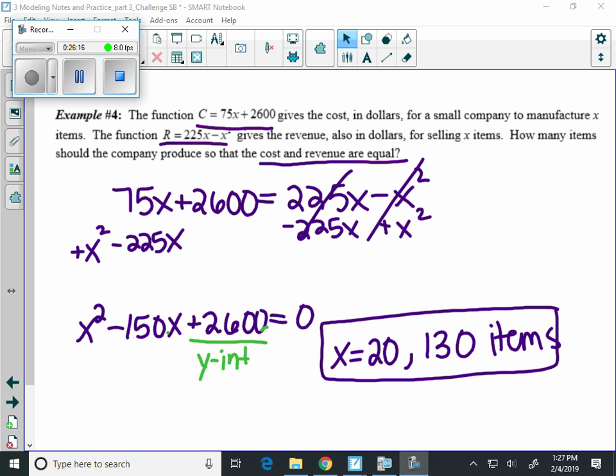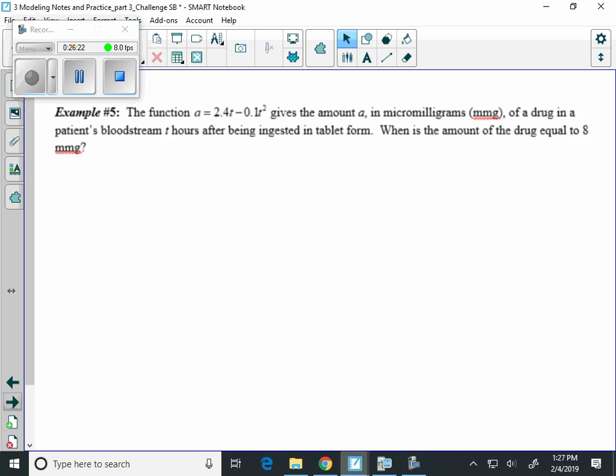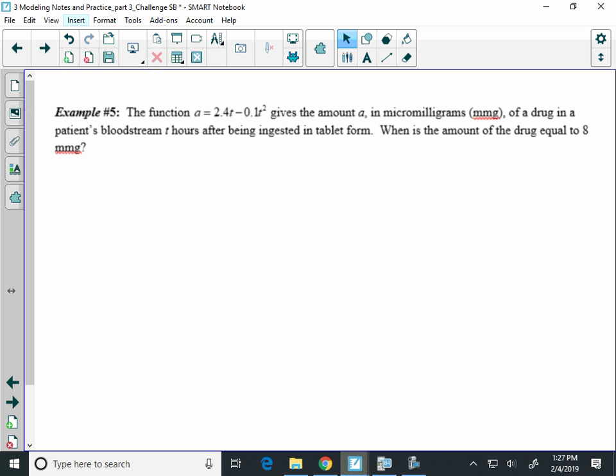So their cost is equal to the amount of money they bring in. Good. All right, last one here. The numbers are a little smaller and nicer. We don't have to change our windows so much. The function A equals 2.4t minus 0.1t squared. Now those numbers aren't really pretty, but the answer, like with the graph, looks a little nicer.